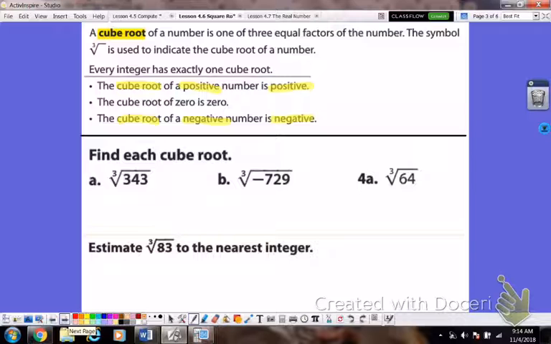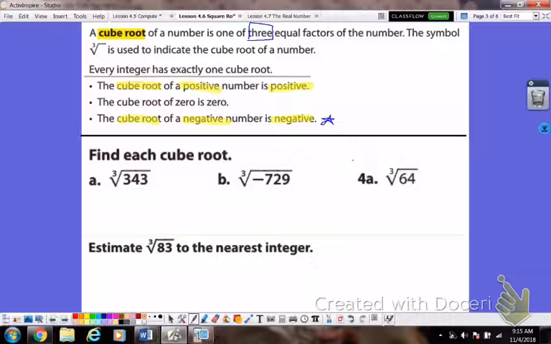Okay, so that's square roots. Next up we have a cube root. So a cube root of a number is one of the 3 equal factors of the number. The symbol would be a radical sign with a 3 above it. It is used to indicate the cube root of a number. So the difference between square root and cube root, we're looking for 3 equal factors, so what times itself 3 times, instead of what times itself twice for the square root. Now the other difference between square roots and cube roots, your cube root can be negative. So here's a couple of rules for us. The cube root of a positive number is positive, the cube root of 0 is 0, and the cube root of a negative number is negative, so we can have negatives now.